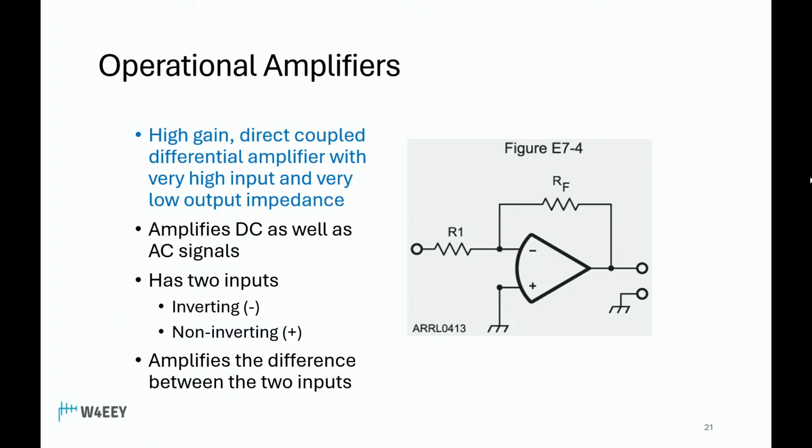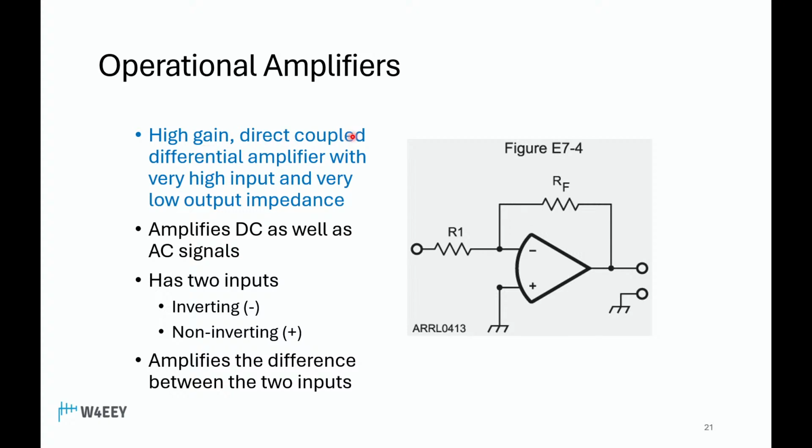Now here's some words that are gonna scare you. So what is an operational amplifier? It's a high gain, direct coupled differential amplifier with very high input and very low output impedance. Well, that's a real mouthful. Okay, let's unpack that a little bit. The high gain part is impressive. These things can have a gain of over 1 million, which is fabulous.